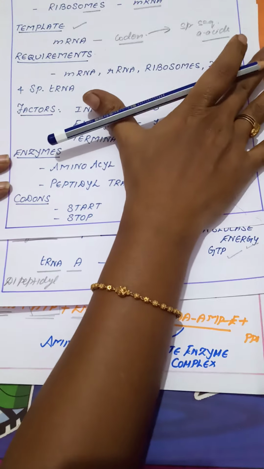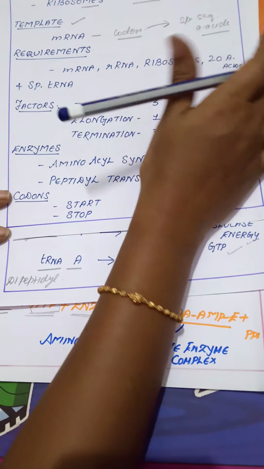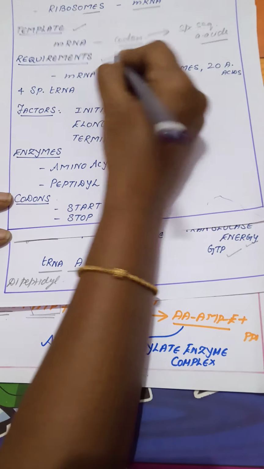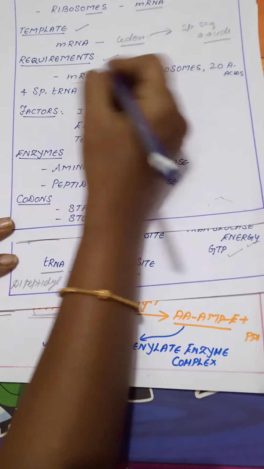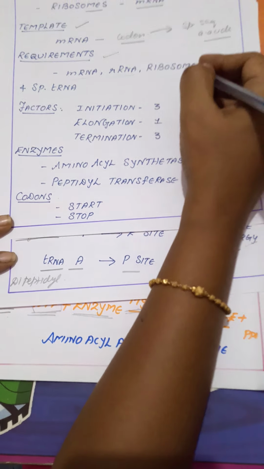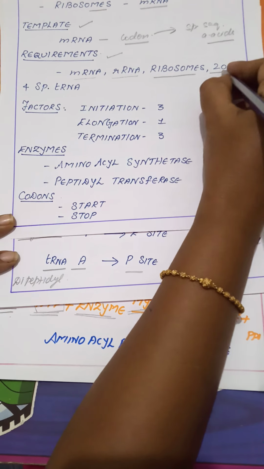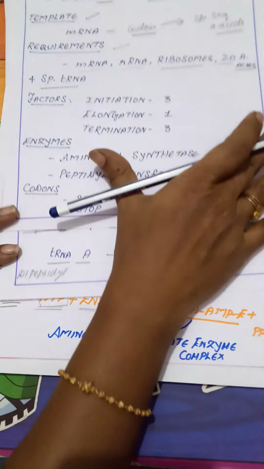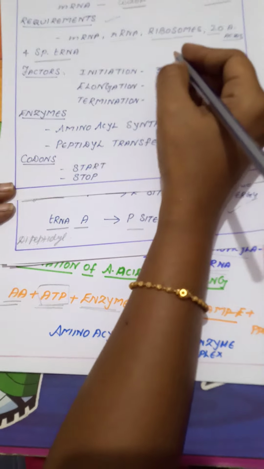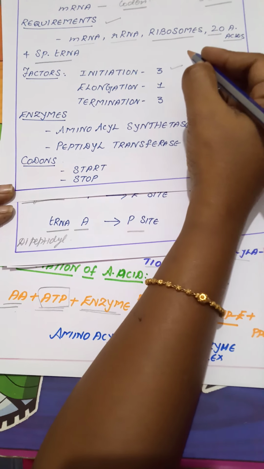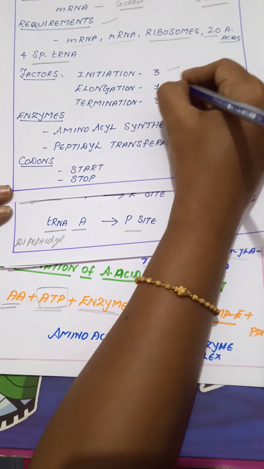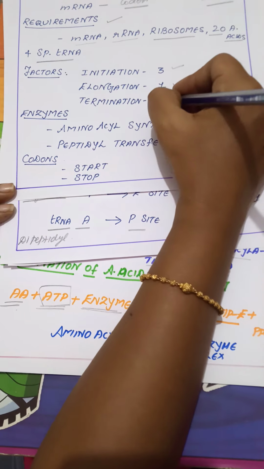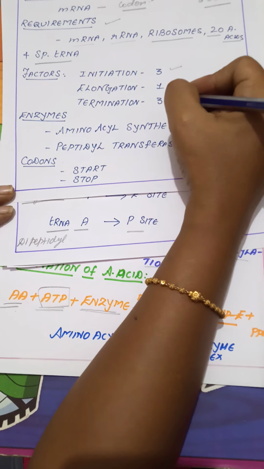Translation is said to be the first step in protein synthesis. Next, what are the requirements for translation? mRNA, rRNA, that is ribosomal RNA, ribosomes, 20 kinds of amino acids and their specific tRNA. Okay, what factors are required here? Initiation factor for the initiation step, elongation factor, and termination factor, that is the releasing factor.